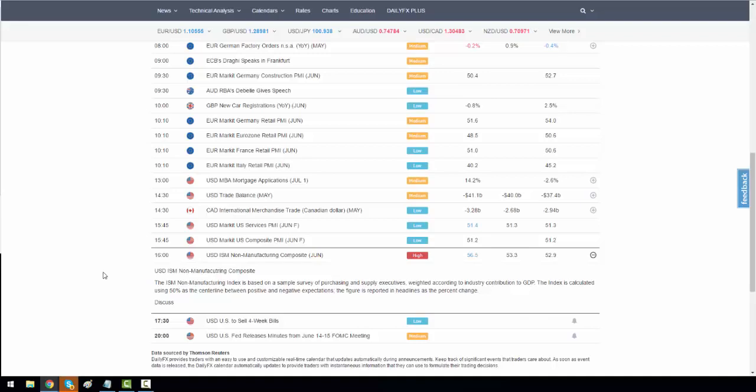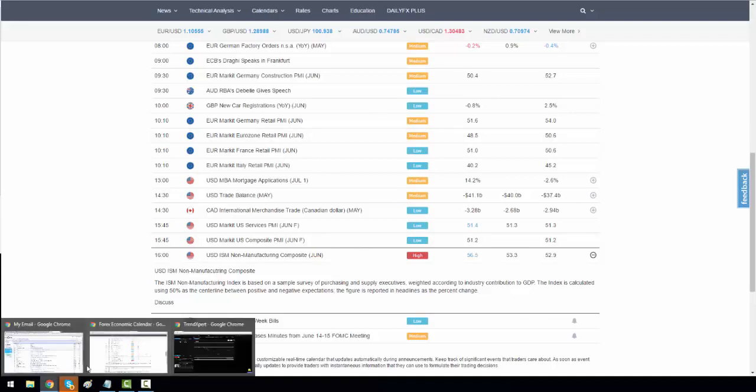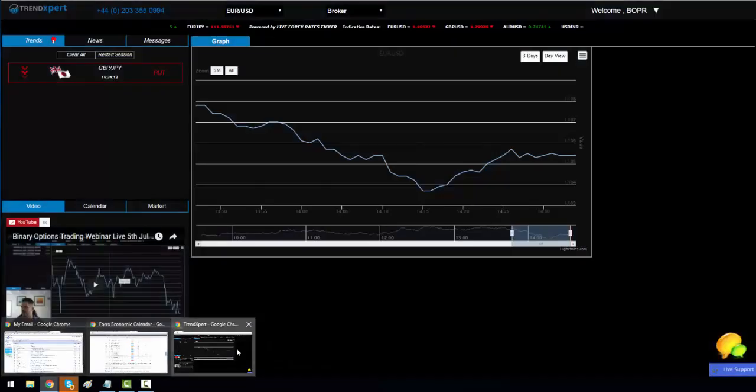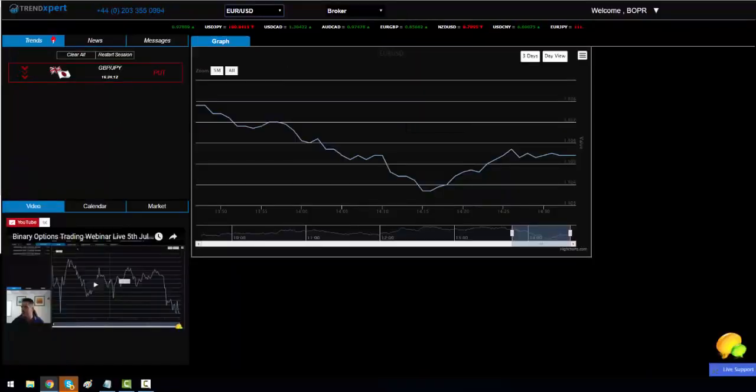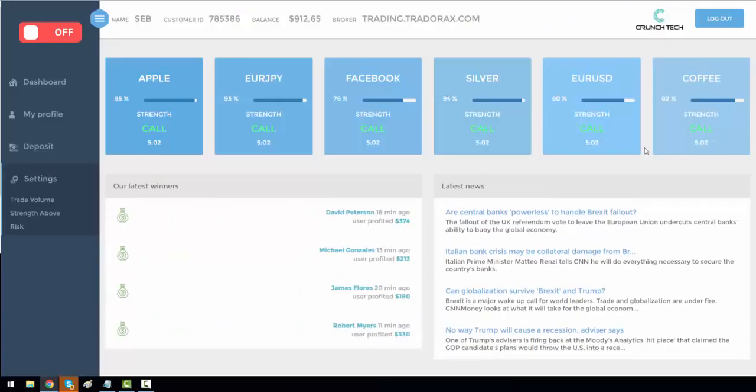Now, if we go back to Trend Expert, where is it? There it is, excellent. So we're looking at here, the Euro USD has now been quite flat. But even if you're placing 60-second trades along this point, you're still going to be in the money. And if you've seen that it's Euro USD and you're trading manually using the signals that have come from Crunch Tech, let me just add that onto here. There we go. So we've got all of them together.